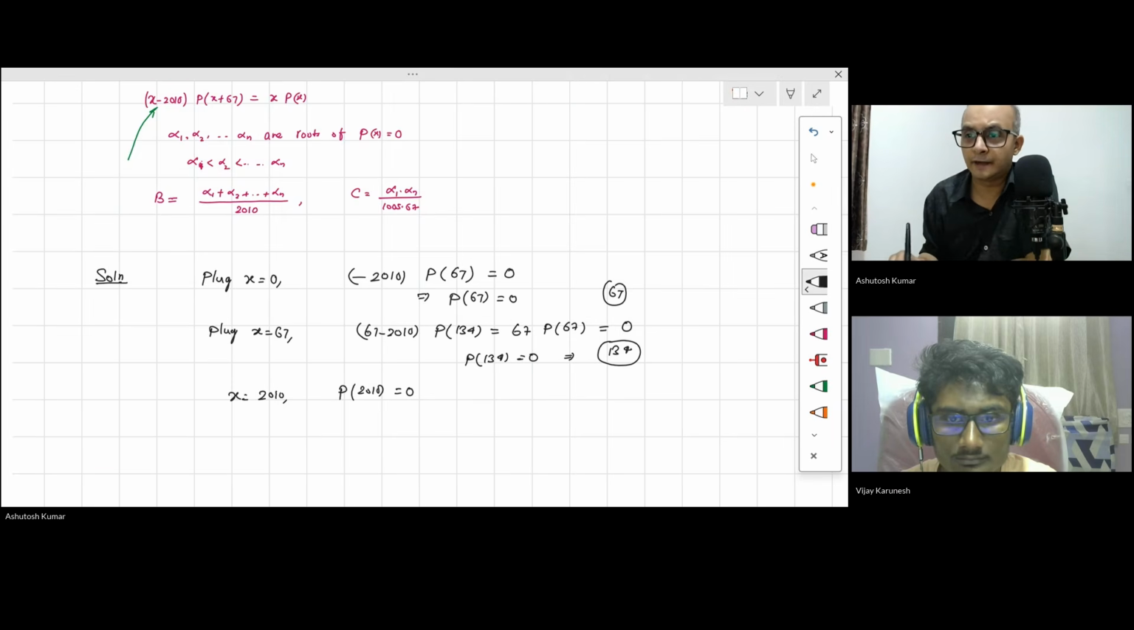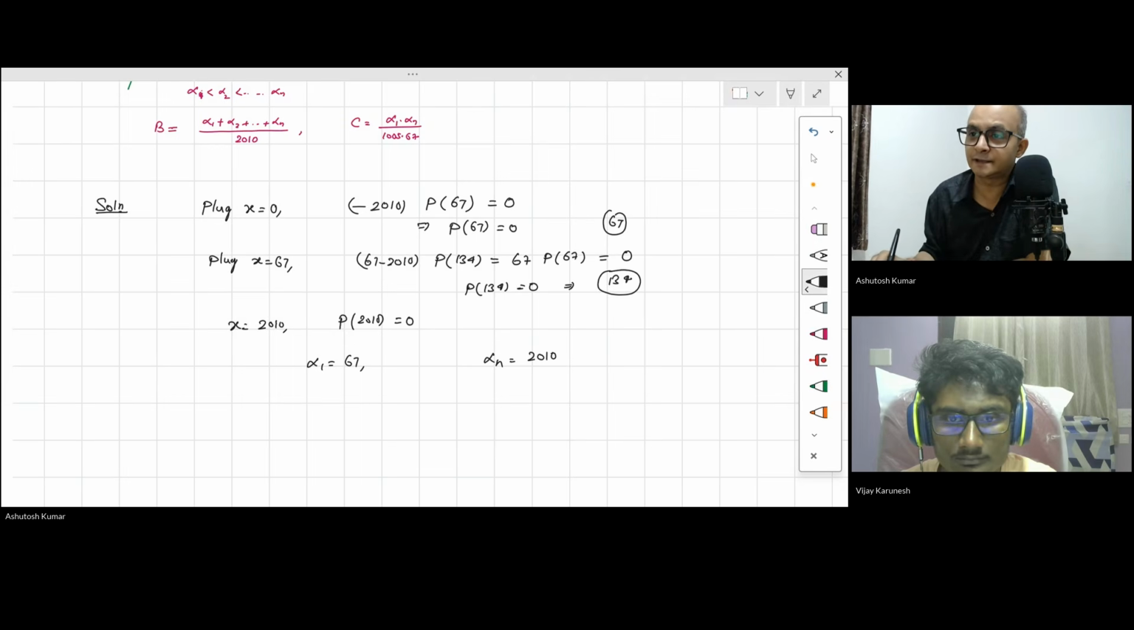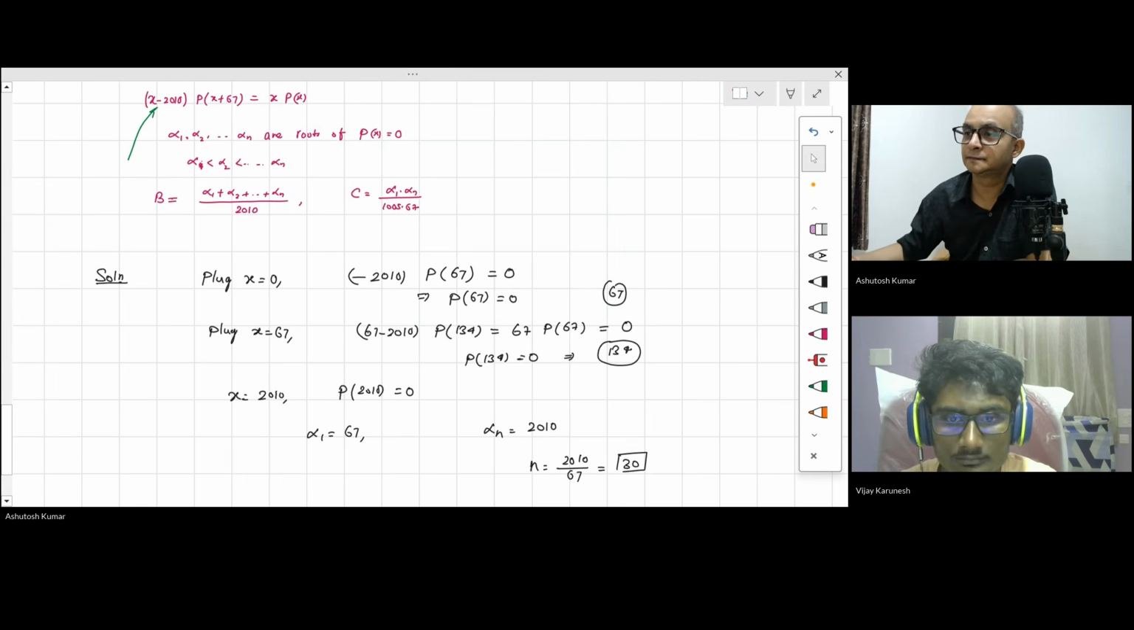So alpha 1 we got as 67 and alpha n we got as 2010, and these are multiples of 67 only. So you have to divide 2010 by 67 to get the n value. So n is 2010 by 67, and I think 30 will come. I think n is 30 and alpha 1 is 67. After that, whatever we have to find, we can do it.